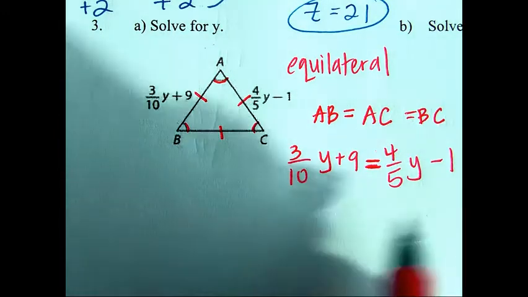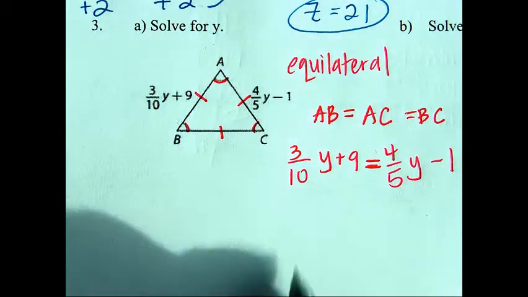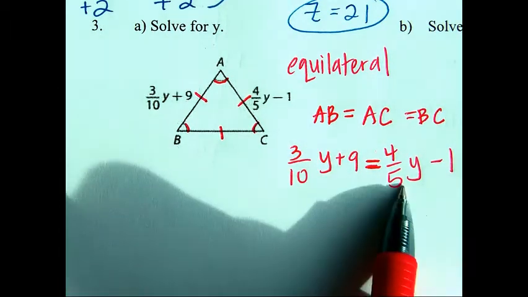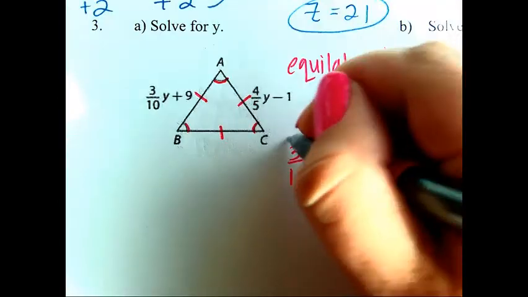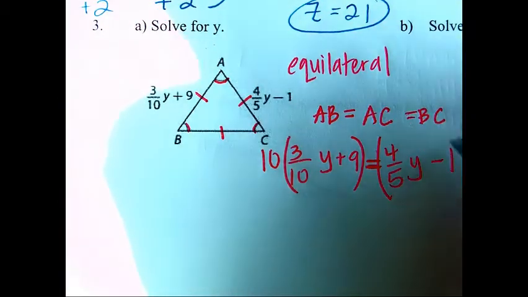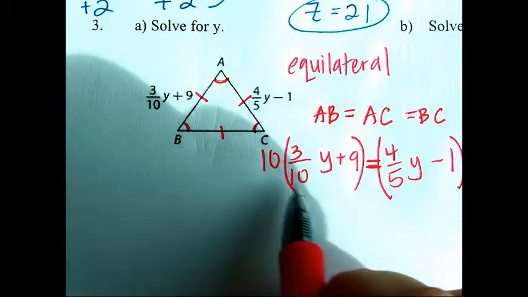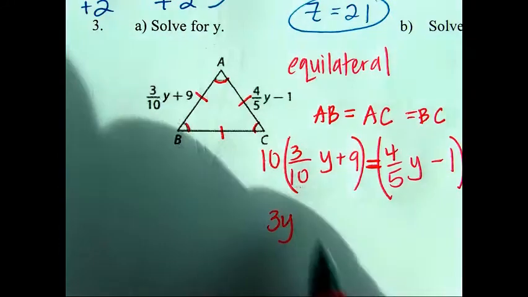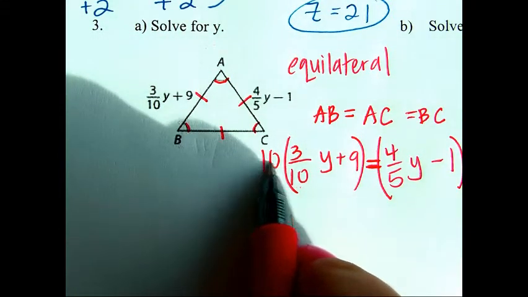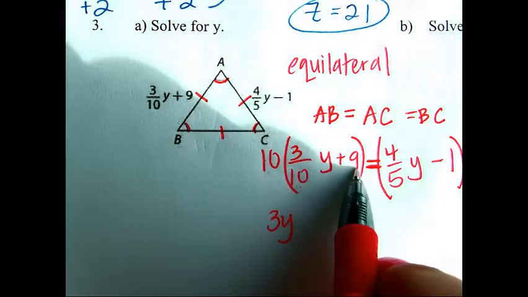So a way to navigate these fractions is to just get rid of them altogether. What we want to do is find the least common denominator that both of these have in common. So 5 goes into 10, but 10 doesn't go into 5. We can multiply both sides by 10, and this will help us get rid of that fraction. So we end up with a nicer equation. So 10 divided by 10 is 1, and 1 times 3 is 3. So this gives us 3y. Again, 10 divided by 10 is 1, so the 10s are gone. 1 times 3 is 3y. Now 10 times 9 is 90.